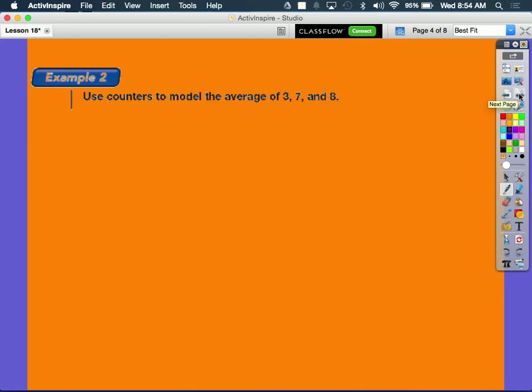This is use counting to model the average of 3, 7, and 8. We're just going to find the average. Okay, so we're going to add up our numbers, 3, 7, 8, get 18. We're going to take 18 and divide by 3. Get 6. So the answer would be 6.